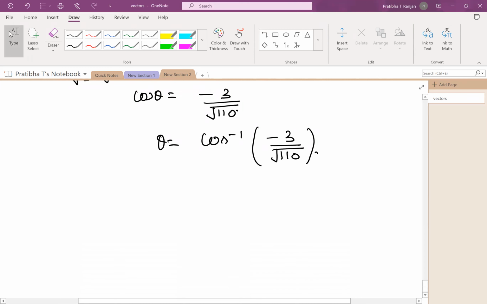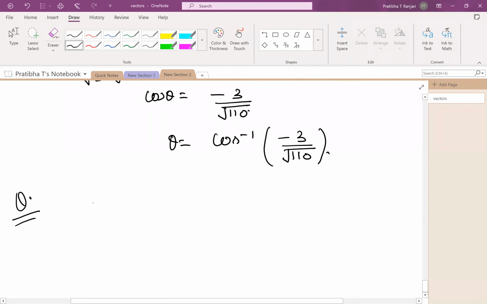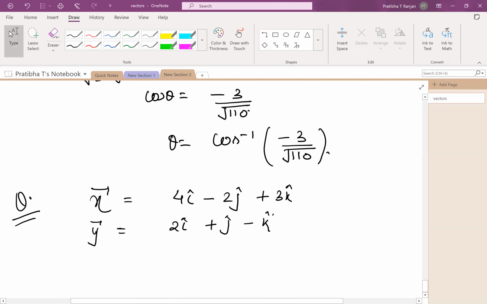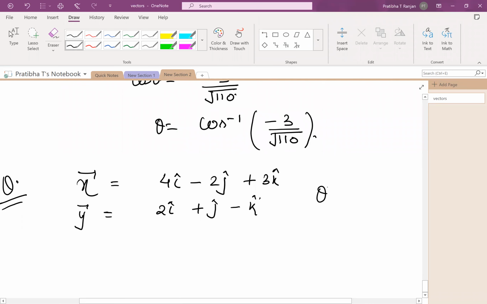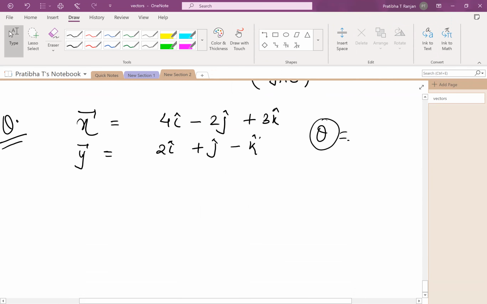So if you got it, can you do one question if I give it to you? Here x equals 4i cap minus 2j cap plus 3k cap, whereas the vector y is equal to 2i plus j minus k. Okay, so you need to find theta here. Can you please do it? I'll be back in one second.